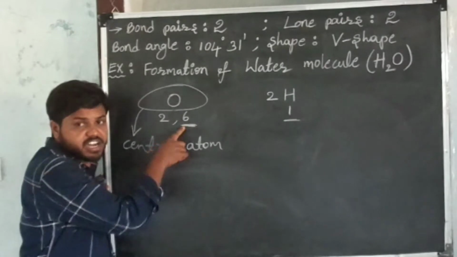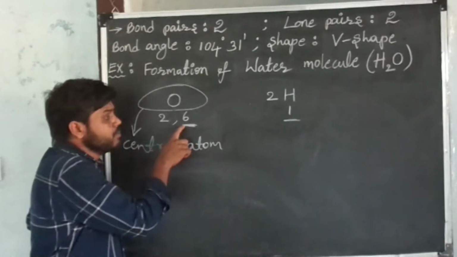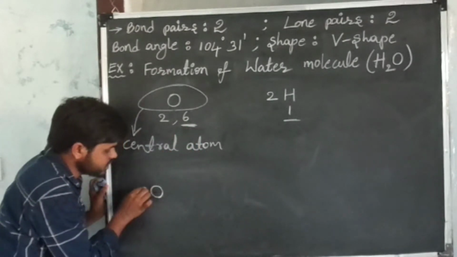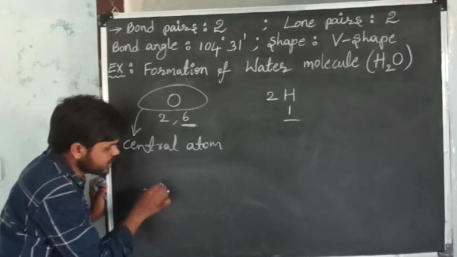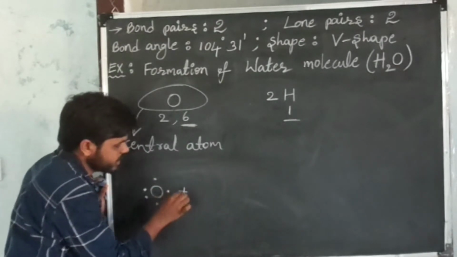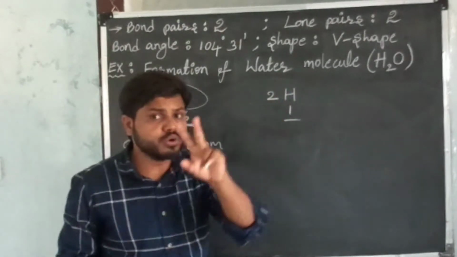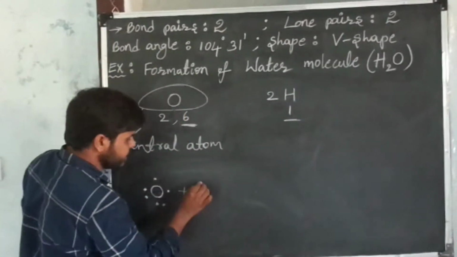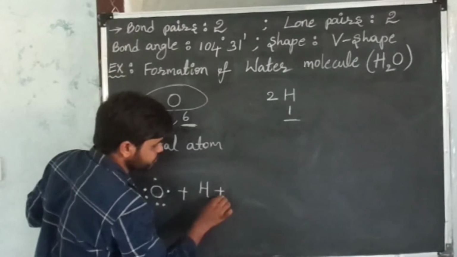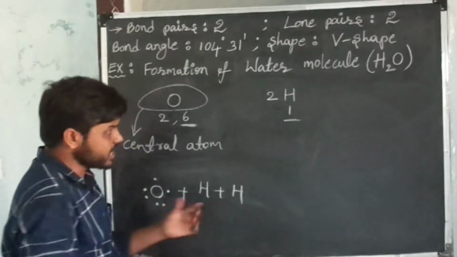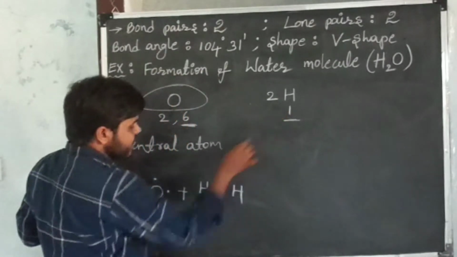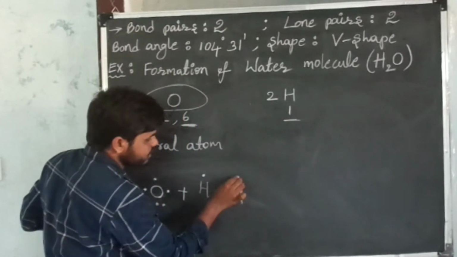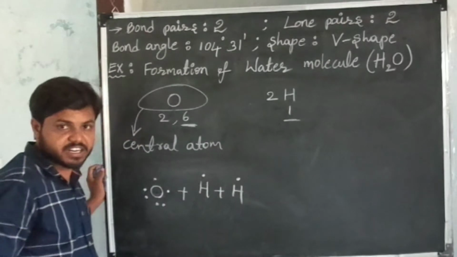In this oxygen atom, 6 valence electrons there. Place the 6 valence electrons around the symbol of oxygen. In this water molecule, 2 hydrogen atoms there. I am taking those 2 hydrogen atom symbols. In each hydrogen, 1 valence electron there. Place this valence electron above the symbol of hydrogen. I place that 1 valence electron.